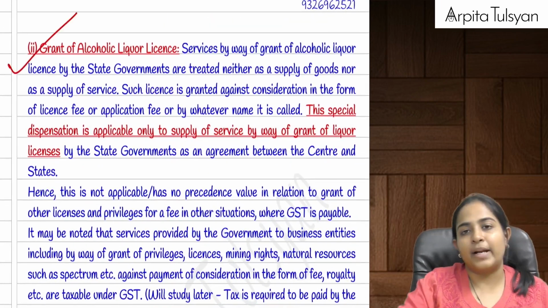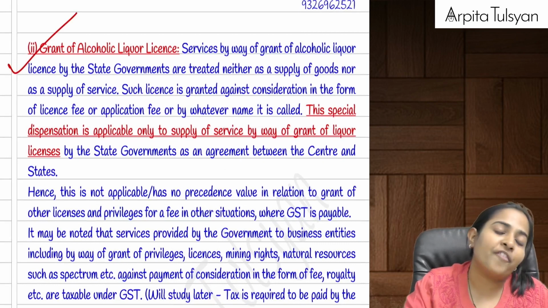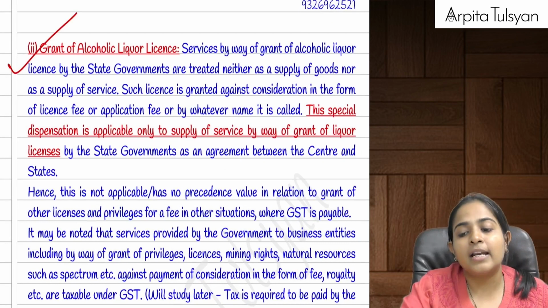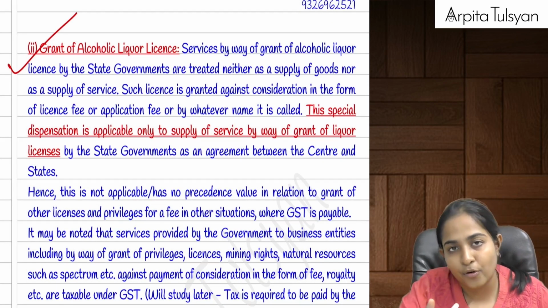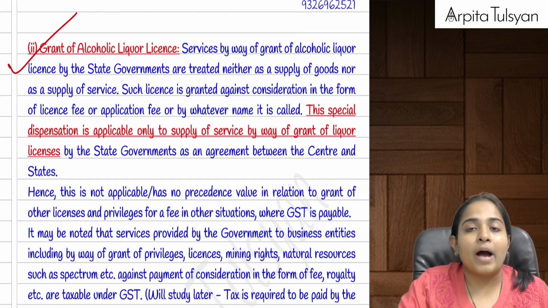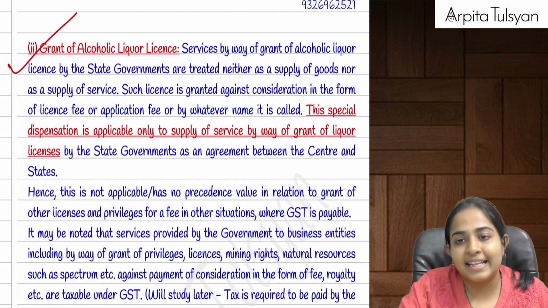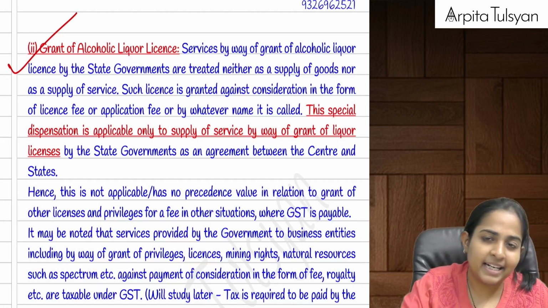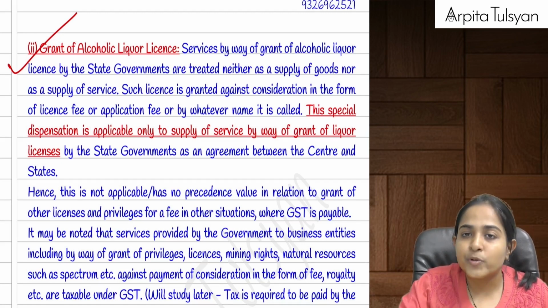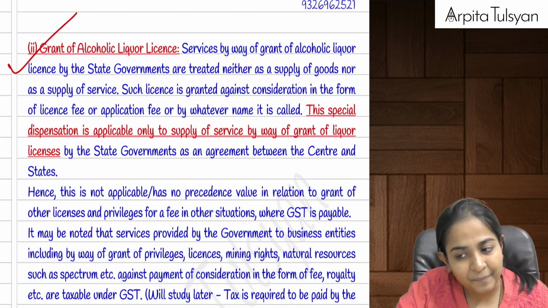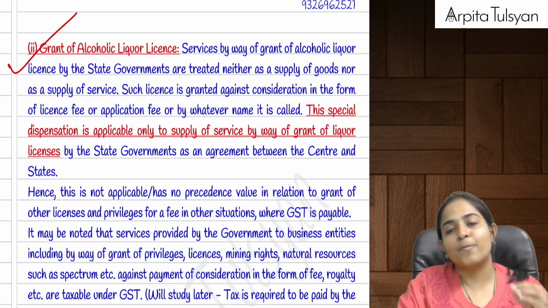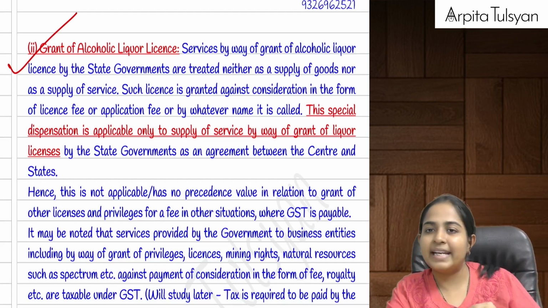And the next one is talking about grant of alcoholic liquor license. Now alcoholic liquor is totally outside the purview of GST. Alcoholic liquor is a matter which is still kept with the state governments. If you want to sell liquor in any particular state, then you need to take the license from the state government. Now if the government is providing you the liquor license, government will take a consideration.